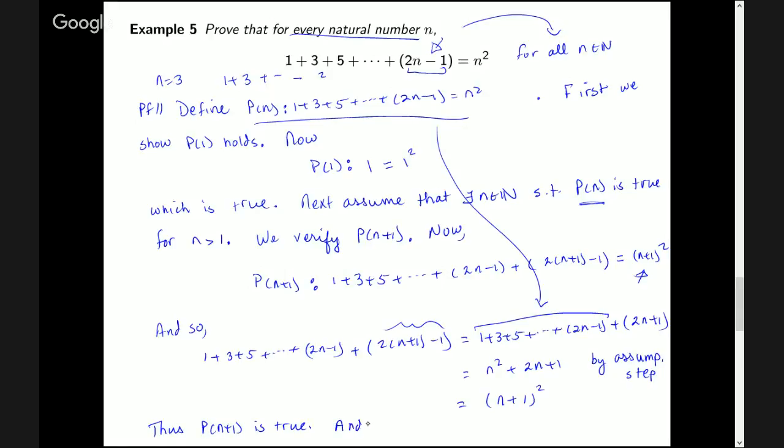Now the final step, and so by induction, actually we can say PMI, which is shorter than typing induction. By PMI, P of n is true for all n in the naturals. There's our induction argument. I want to see it typed up that way. I want to see you identify what your P of n statement is, and reference that P of n statement. It'll keep things a little bit straighter in your mind about what you're trying to prove.